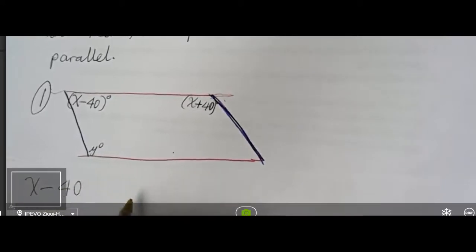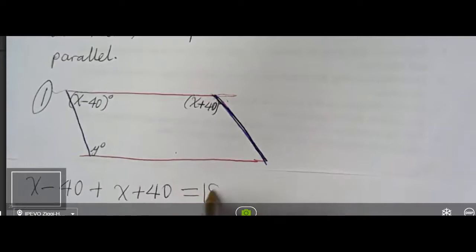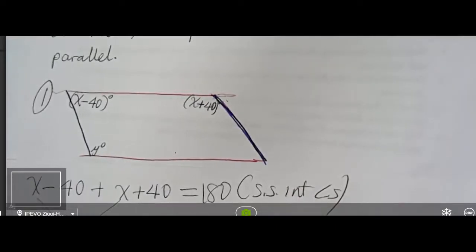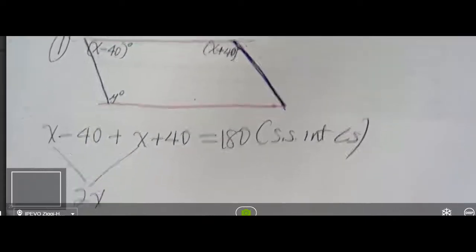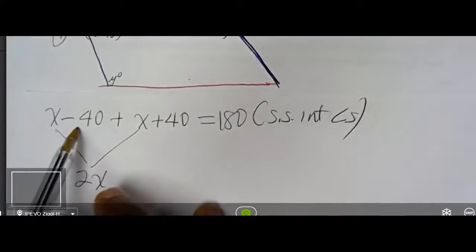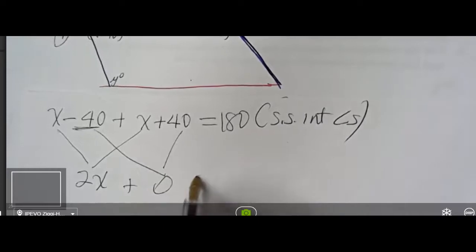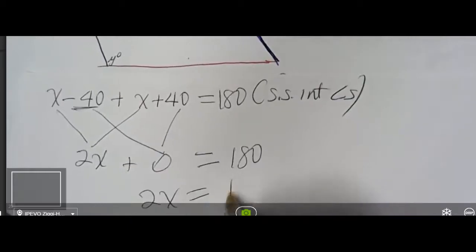So x minus 40 plus x plus 40, which is that angle plus that angle, is equal to 180, because same side interior angles are supplementary. They add up to be 180. We collect like terms. So x plus x is 2x. And negative 40 plus positive 40 is 0. So we actually have 2x equals 180.